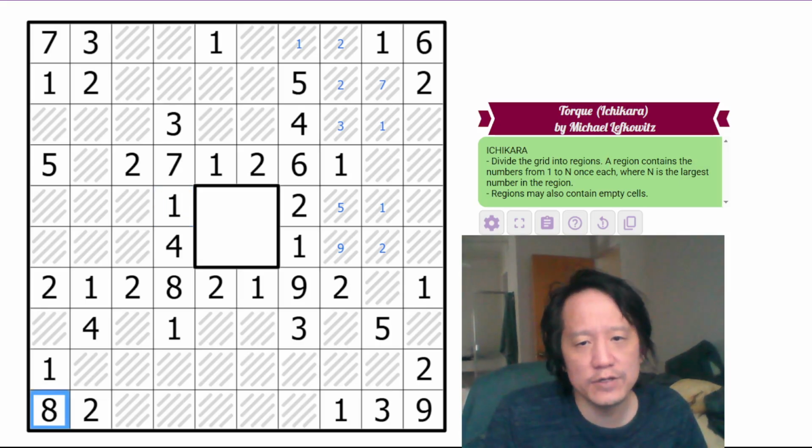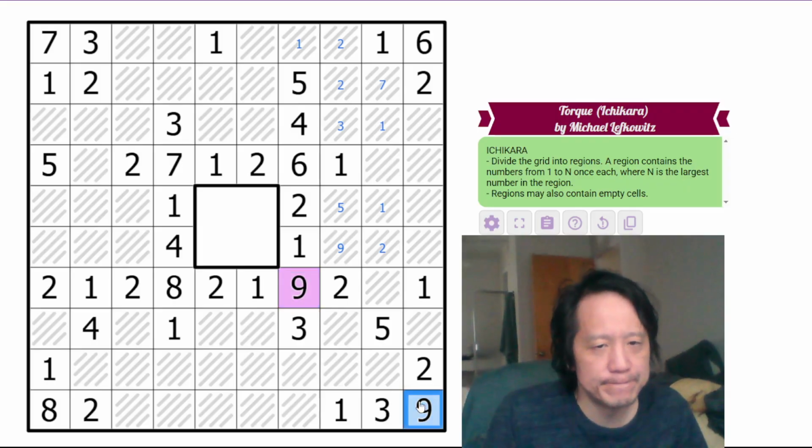So let's mark these red and blue. That's not very helpful. Let's mark these blue and pink, actually. The 9s have to be different regions.